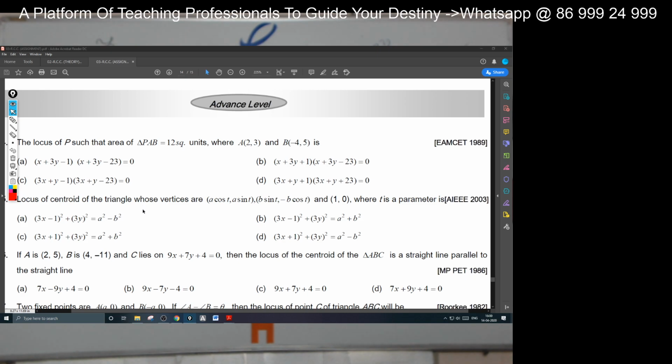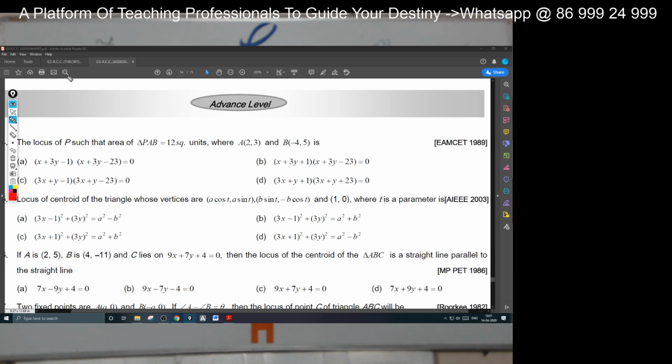The locus of P is such that the area of delta PAB is equal to 12 square units, A is 2, 3, B is minus 4, 5. Here, a little adjustment needs to be made. What is that adjustment? I'll let you know that. Finally, you will have to adjust it.